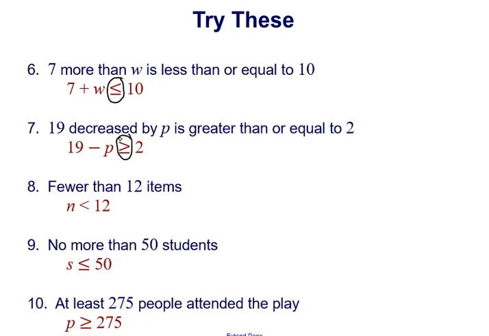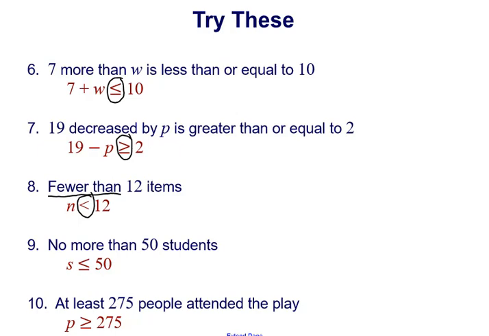We have fewer than 12 items. So here's an example where the symbol is not straightforward. We have to interpret fewer than. So fewer than is another way of saying less than. So some number of items, and we're using the variable n for those items, has to be less than 12. So fewer than is interpreted as less than.